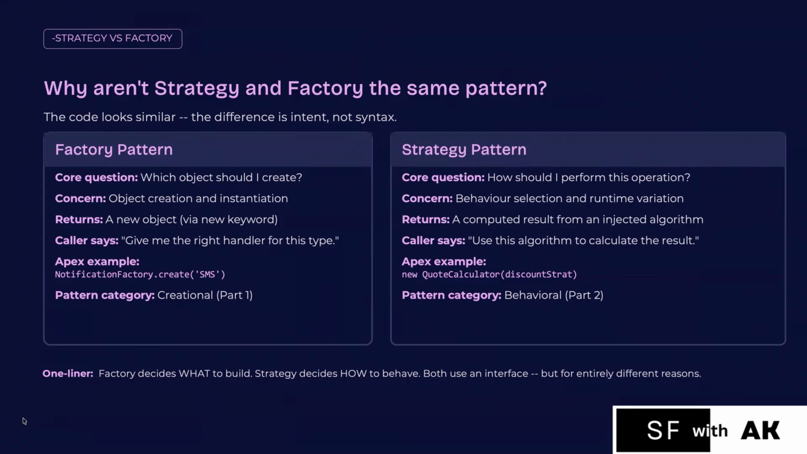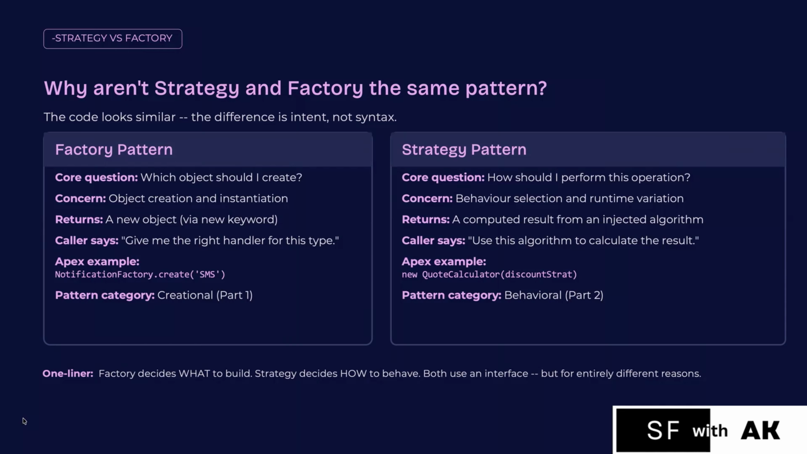Okay. Now I know some of you might be thinking this looks just like the factory pattern. Both use a similar interface. Both use different classes to route, but strategy and factory are different. The difference is in the intent and not the syntax. The factory answers the question, which object do I need to create? It's about creation and not the strategy. The caller says, give me the right handler of this type, and then the factory returns a new object. Strategy answers the question, how should I perform this operation? It's about behavior. The caller says, use this algorithm to calculate the result. The strategy isn't creating something, it's computing something.